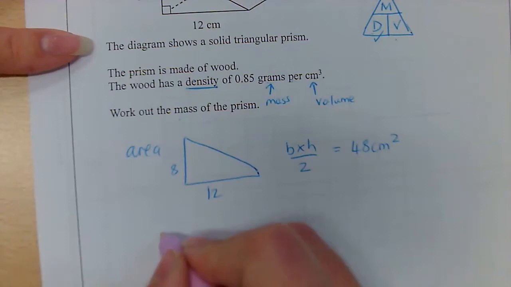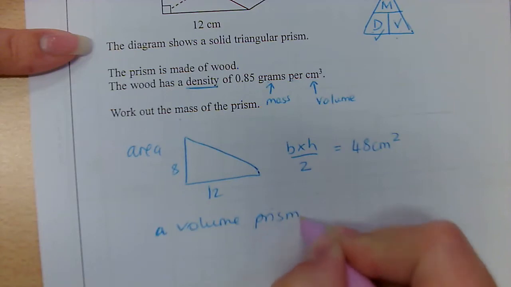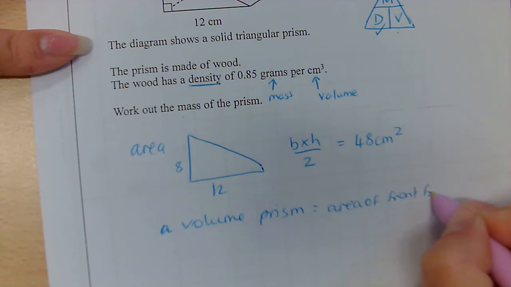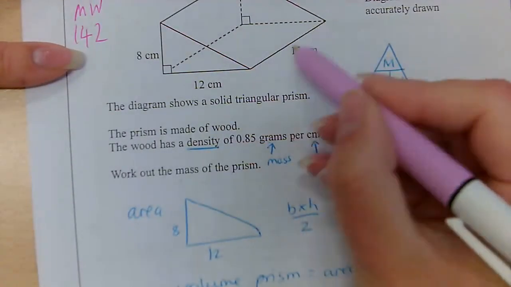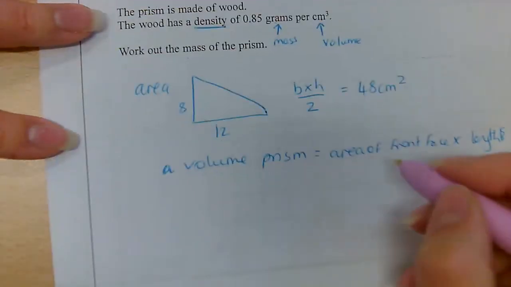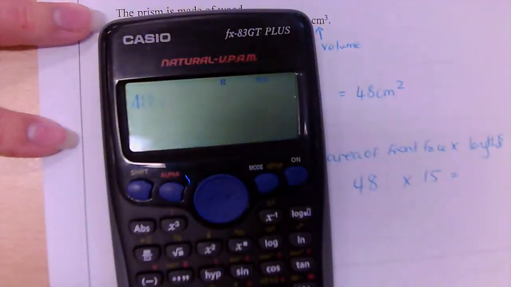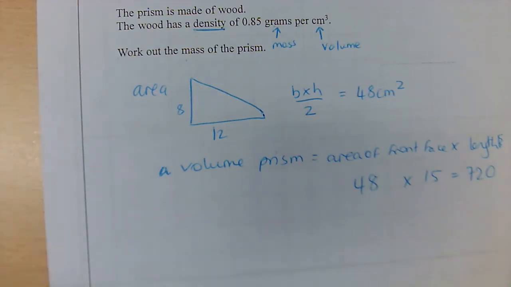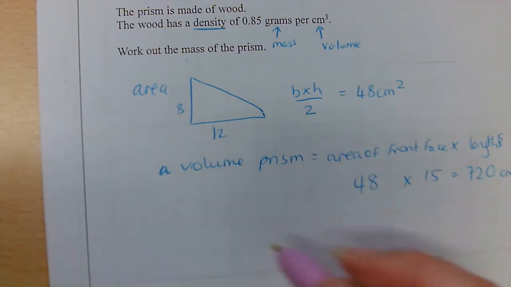So I remember I said volume of a prism is the area of the front face times length. So we're going to have our 48 times by our length or depth or whatever you want to call it, 15. So we need to do 48 times 15, which is going to give me 720. What are our units? Well, the area was centimetres squared, so we're going to have centimetre cubed.